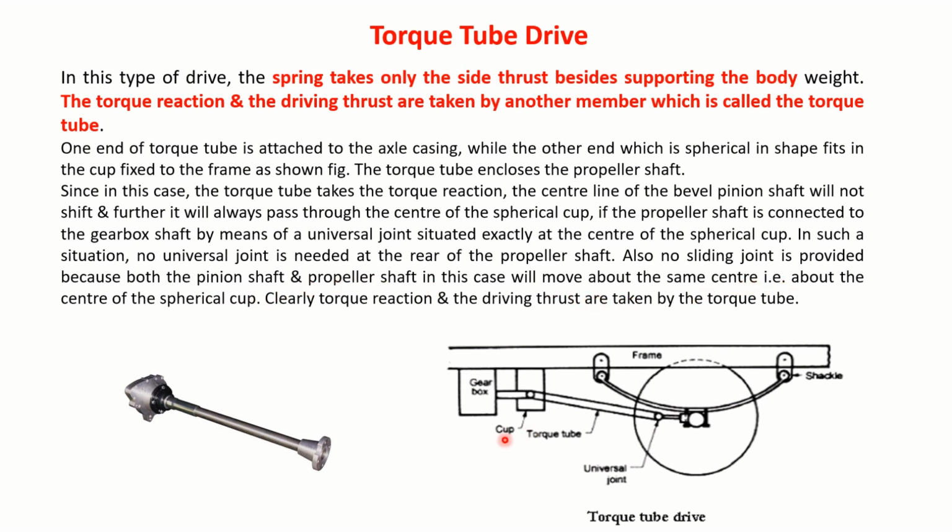So please understand that in the torque tube drive, there are four things the leaf spring has to take: weight, then torque reaction, then driving thrust, then side thrust. Only thing is, instead of stressing the leaf spring too much with all the types of loads, I am introducing a hollow tube connected here, to which some are transferred. Through this, the propeller shaft runs.